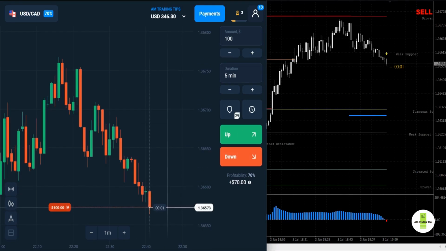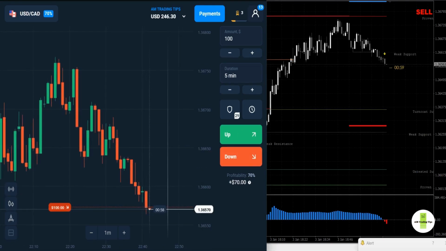Here is a perfect sell trade setup as per our recommendations, because here price reverses from resistance level and a sell arrow appears. So let's see whether this trade gives us profit or loss.